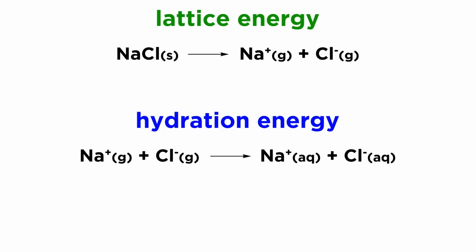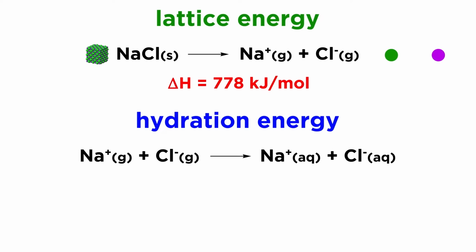Let us therefore get quantitative. The lattice energy and hydration energy of sodium chloride are tabulated values that we can easily look up. As it turns out, the lattice energy is 778 kilojoules per mole. What this means is that 778 kilojoules of energy would be required to separate every ion in 1 mole of sodium chloride, such that no electrostatic interactions are being made any longer.